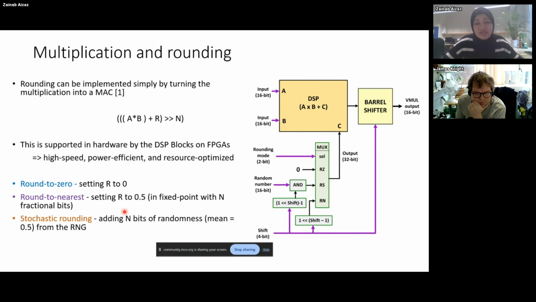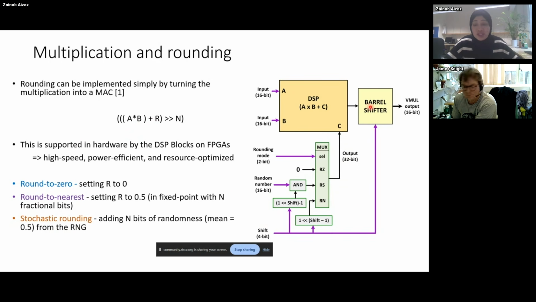Because we have three kinds of rounding required in our SNN application, round to zero, round to nearest, and stochastic rounding, you can see that there's a mux that selects which kind of rounding. If it's RZ, it's round to zero, and it makes C equal to 0. And if it's RN, that's round to nearest, so it's like 0.5. So we send 0.5 and then it rounds to nearest. And in stochastic rounding, we take the input from the random number generator, which sends a 16-bit random number that goes here and gets added for the stochastic rounding.